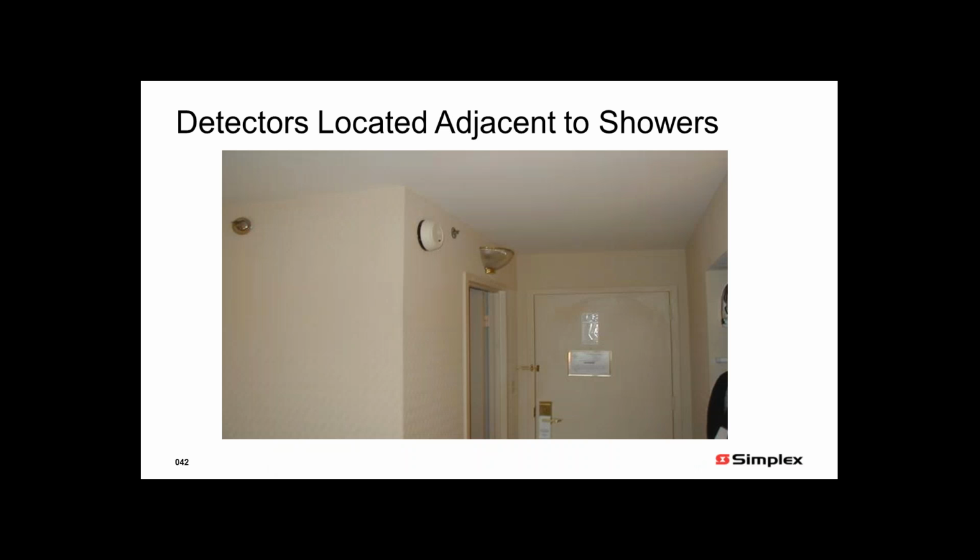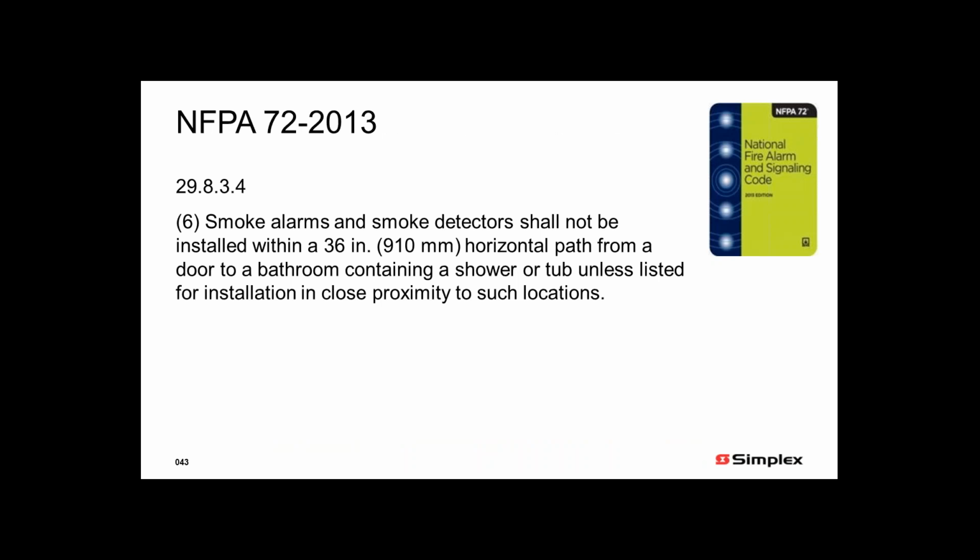We talk about detectors being located adjacent to showers or a bathroom, where you open the door and the steam, the water vapor, can come out of maybe a hot shower and cause the activation of a device. So in NFPA 72, in chapter 29, we say smoke alarms and smoke detectors shall not be installed within 910 millimeters of the horizontal path from a door to a bathroom containing a shower or tub unless it's listed for that proximity. That's in chapter 29, single and multiple station alarms and household fire alarm systems.